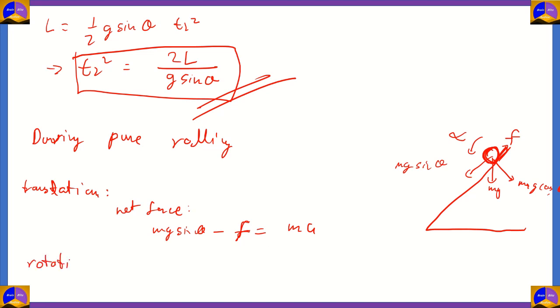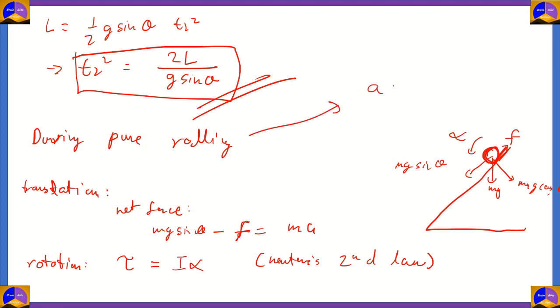So when we consider rotation, we will use the formula for torque, tau. Now tau is I times alpha, so this is considering Newton's second law. Newton's second law states that force equals mass times acceleration. The rotational equivalent of force is torque, the rotational equivalent of mass is moment of inertia, and the rotational equivalent of acceleration is angular acceleration, alpha. So during rolling, the linear acceleration can be written as r times alpha.